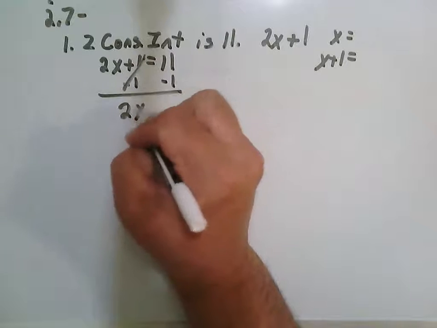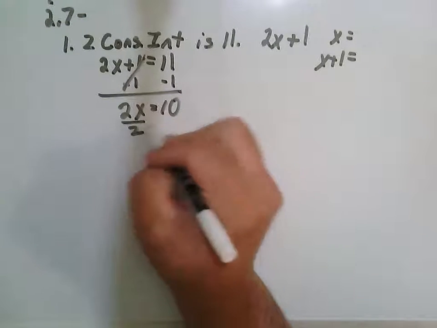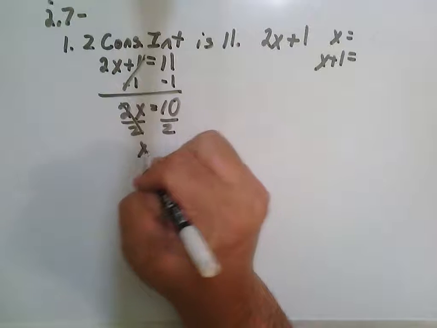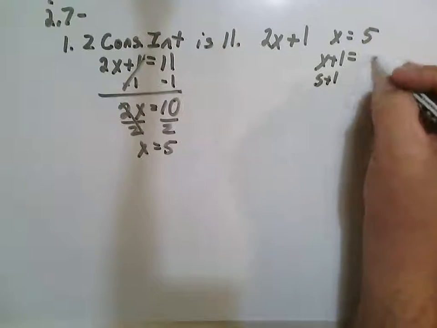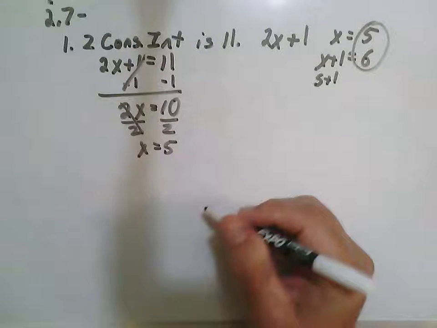It's going to become 2x is equal to 10. Divide them both by 2. And then once again, x is equal to 5. So we know x is equal to 5. The next one is 5 plus 1. So our two numbers are 5 and 6.